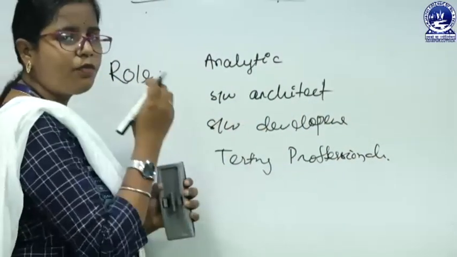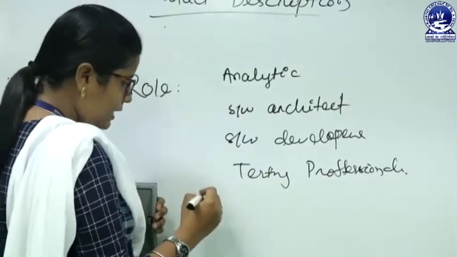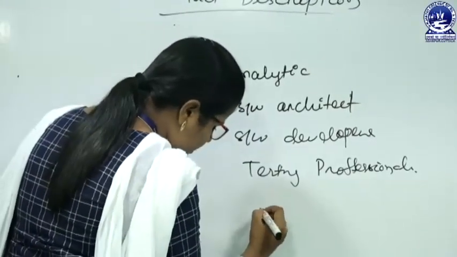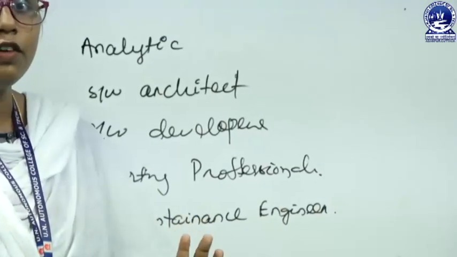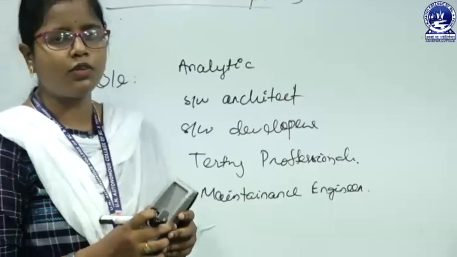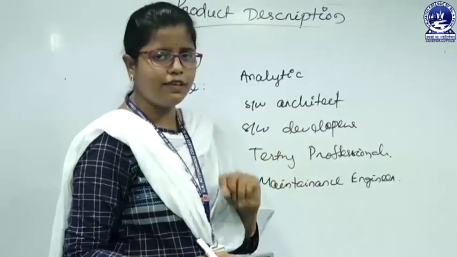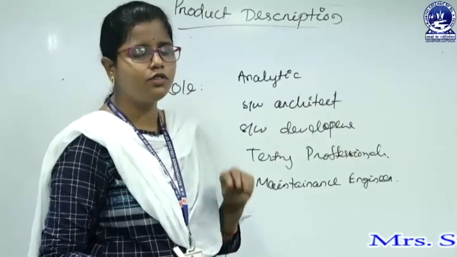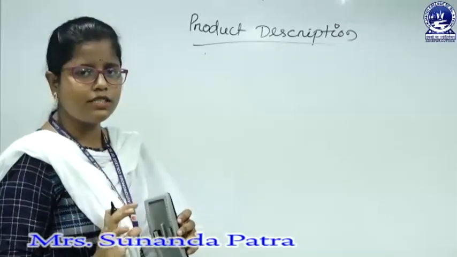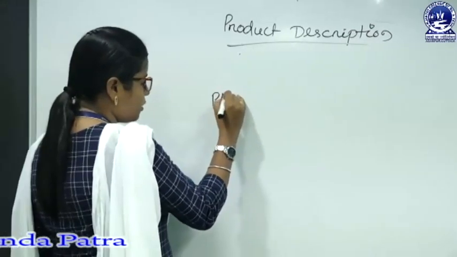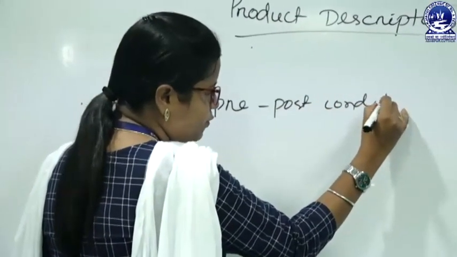Next, these testing professionals are responsible to validate the software. Next, for the maintenance, there must be some maintenance engineer who are always available there to maintain the software as per the user requirement. So, these are the roles of individual activities. We have to define all those roles in our product description. The last thing is there are some pre and post conditions for each phase.